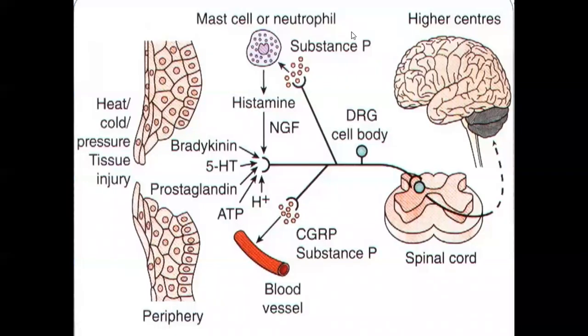Now, here is just a diagram showing what happens whenever there is heat, cold, pressure, or a tissue injury. You all know it because whenever we were talking about NSAIDs, the schematic diagram, you remember, it is related to all these phenomena. Whenever there is heat, cold, any pressure, or a tissue injury, these substances are released from the cells, from the cell surface. Bradykinin, 5-hydroxytryptamine, prostaglandins, energy is released along with them.